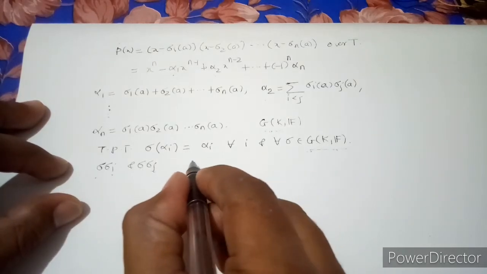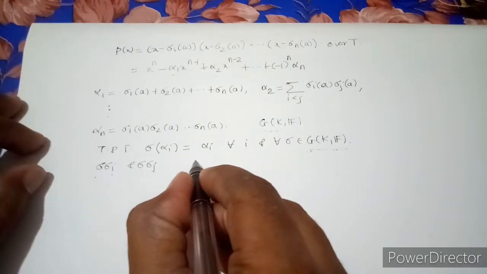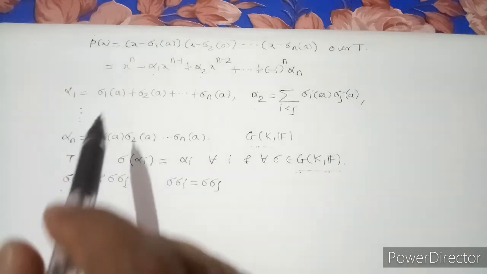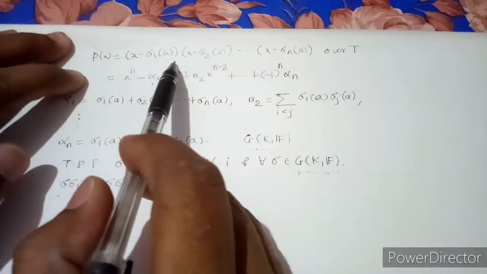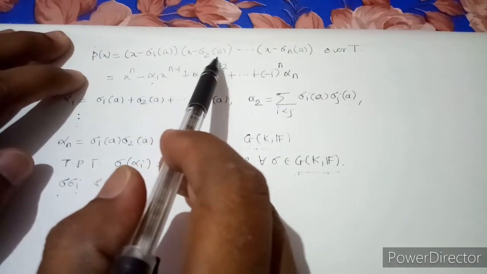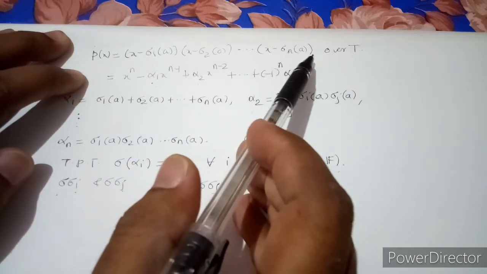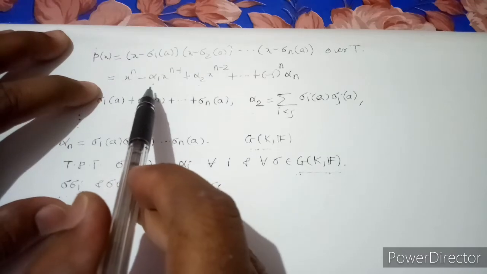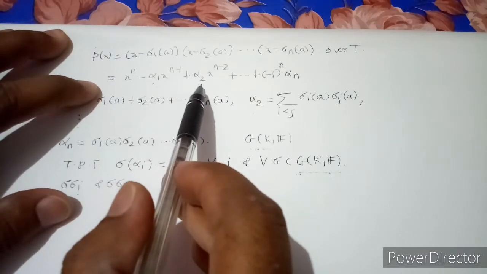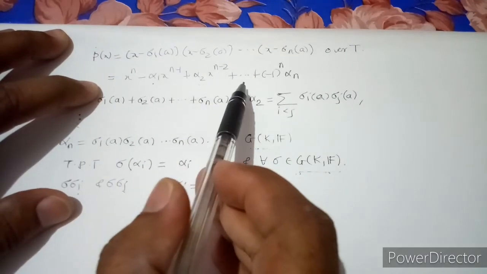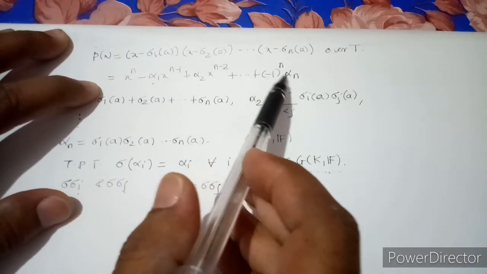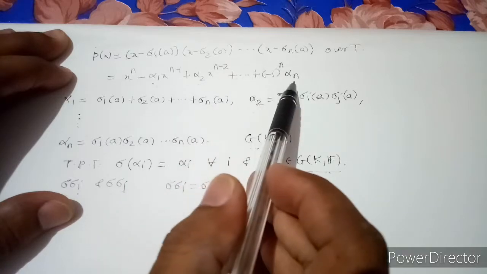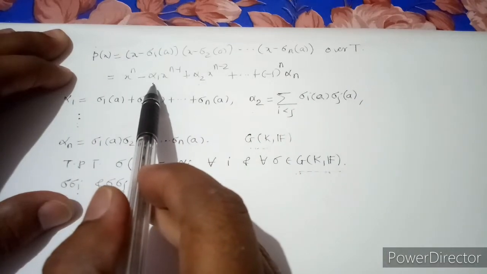Suppose they are not distinct, so we are proving this by contradiction. Consider a polynomial p of x equal to x minus sigma 1 of a, into x minus sigma 2 of a, and so on, x minus sigma n of a over K. On simplifying we get x raised to n minus alpha 1 x raised to n minus 1 plus alpha 2 x raised to n minus 2, and so on, plus minus 1 raised to n alpha n. As I have named these alpha 1, alpha 2, alpha n as coefficients, I have to specify their values.